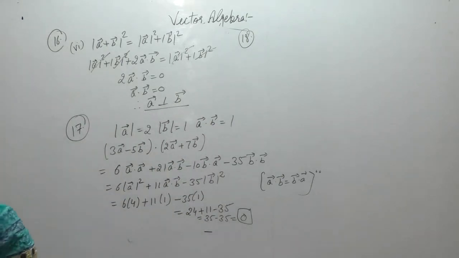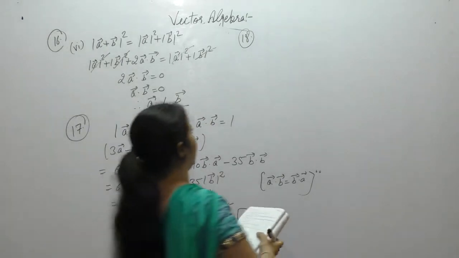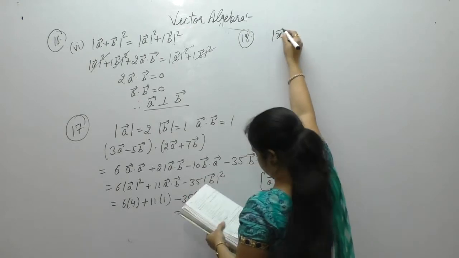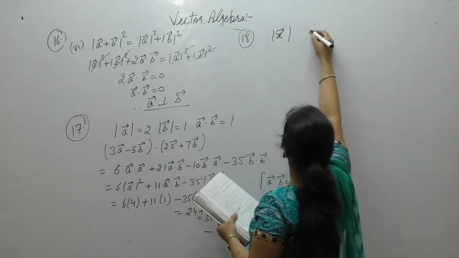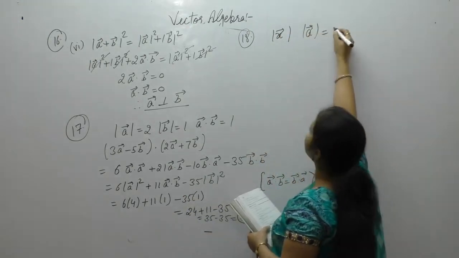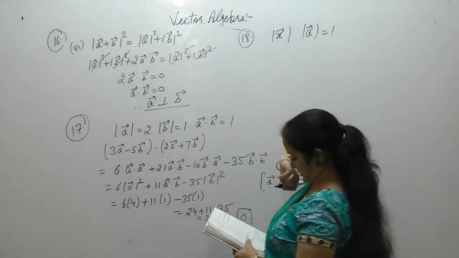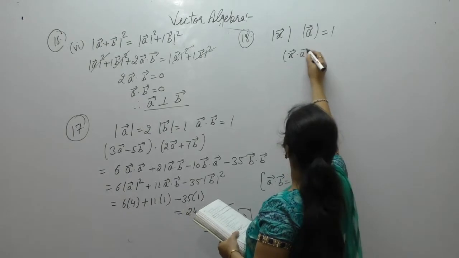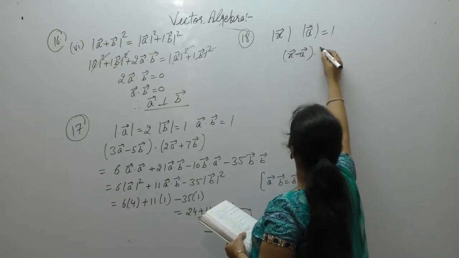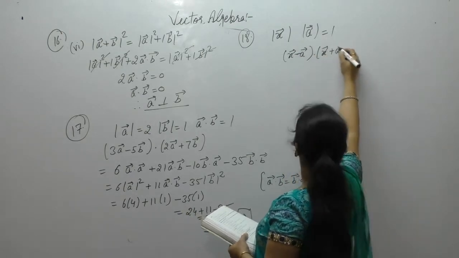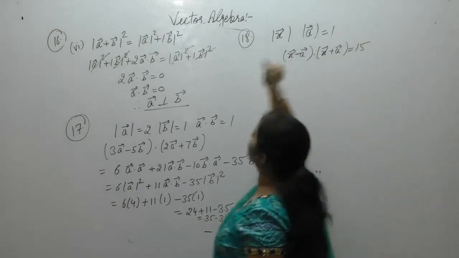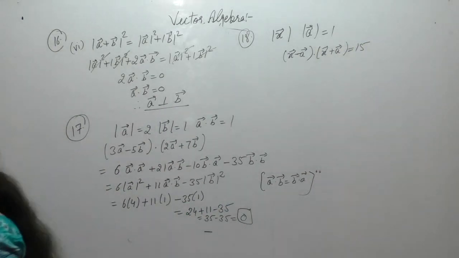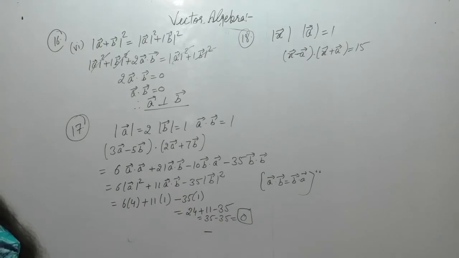Now the next one: find the magnitude of vector x if, for a unit vector A, it is given that (x minus A) dot (x plus A) is 15. Now we have to find the value of the magnitude of x.